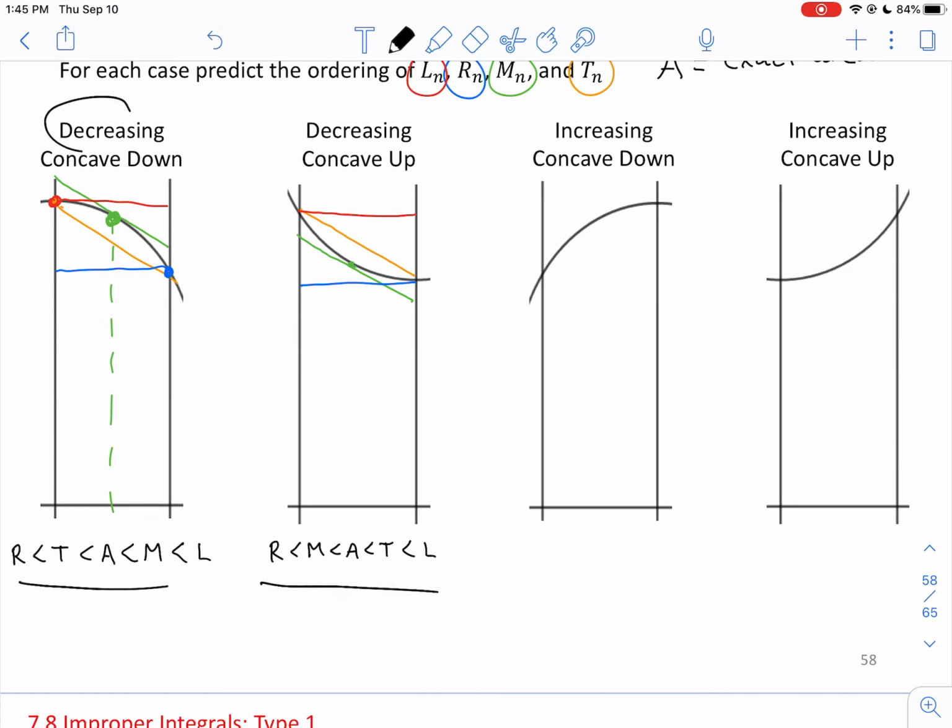Compare these two. When the graph was decreasing, the rights were always the worst underestimates, and the lefts were always the worst overestimates. But the roles of T and M flip-flopped. M went from being an overestimate to being an underestimate because of the concavity. That had to do with the concavity. The trapezoid used to be an underestimate, but now it's an overestimate. Again, that has to do with the concavity.